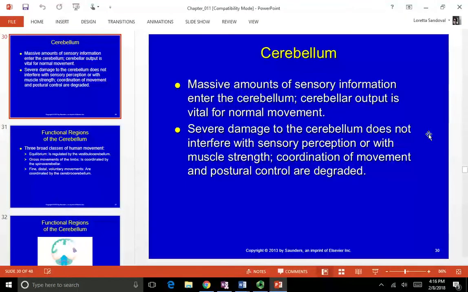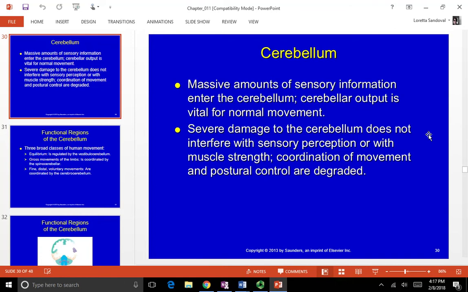In this second to last section of this chapter, we're going to talk about the cerebellum and disorders of the cerebellum. We will also revisit the cerebellum in chapter 15 when we talk about the brainstem, because it's very closely related to functions of the brainstem. So the cerebellum has so many neurons, massive amounts of sensory information come into the cerebellum, and cerebellar output is vital for normal movement.